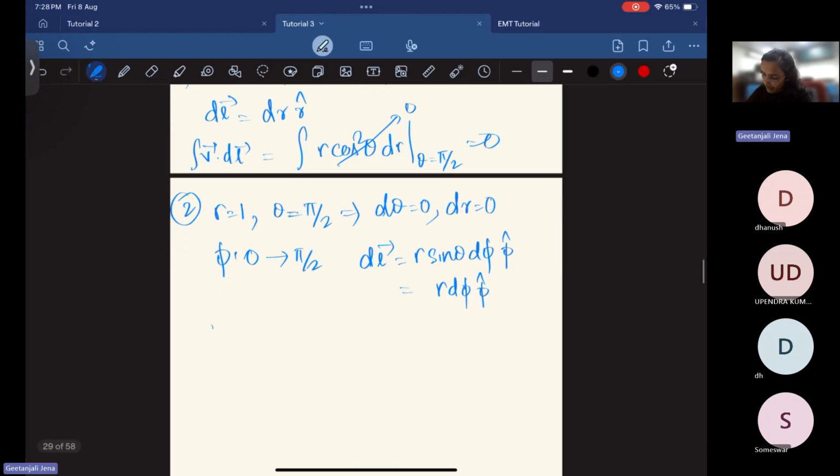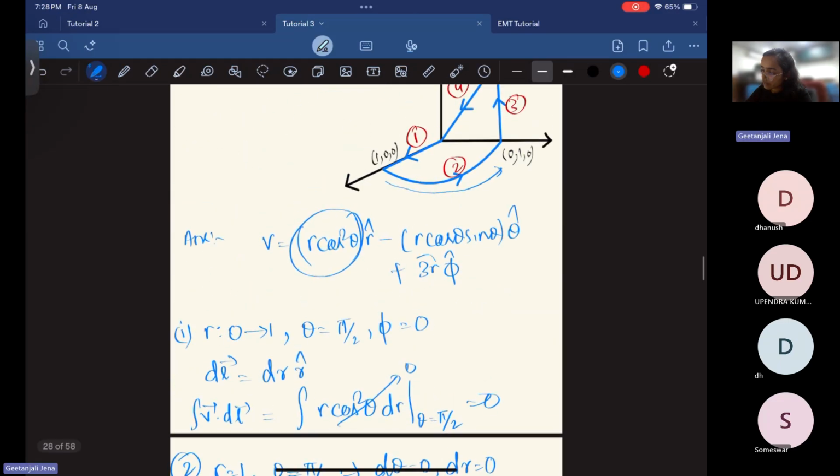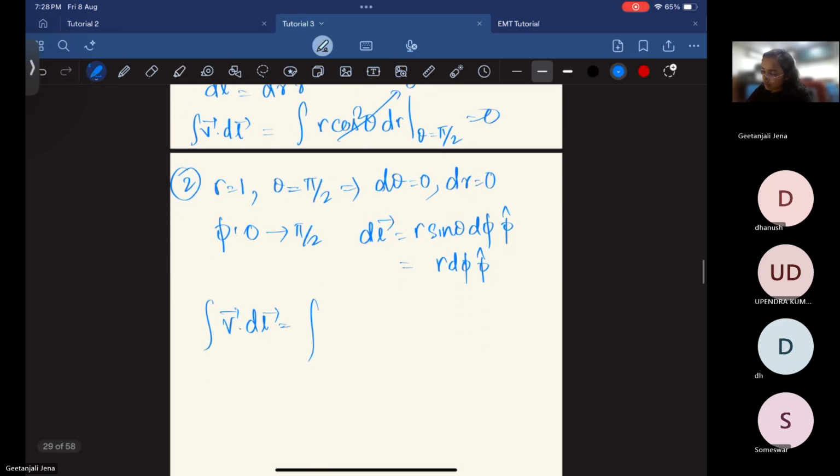So now we have V dot dl, which for phi cap we have 3r, so 3r square d phi. R is 1, so we can cancel this. Phi is changing from 0 to pi by 2. So this will give 3 pi by 2 for path 2.